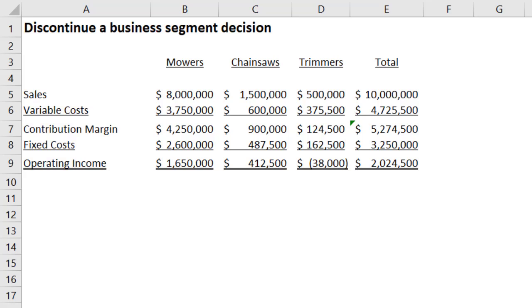So when we look at this, let's consider what would happen if we eliminated the trimmers based on cost behavior. If we eliminate the trimmers, we're obviously going to eliminate the sales from the trimmers, and we're going to eliminate the variable costs. But then a question comes up: what about the fixed cost? We understand that if we have fixed costs, they may not all be eliminated. So we have to get further details into our fixed costs and understand which costs will go away if we get rid of the trimmers and which costs will stay.